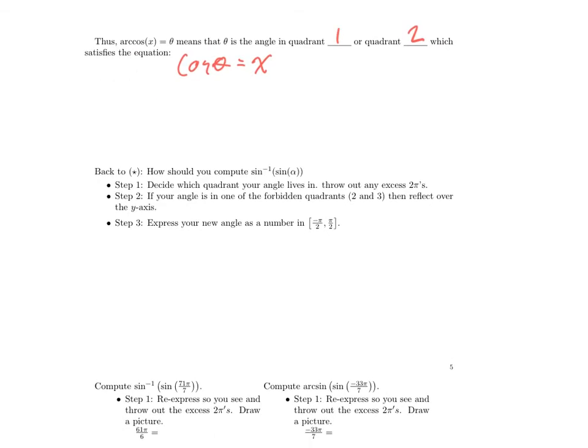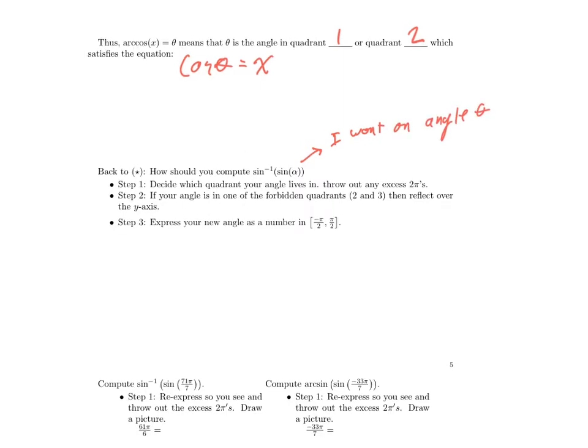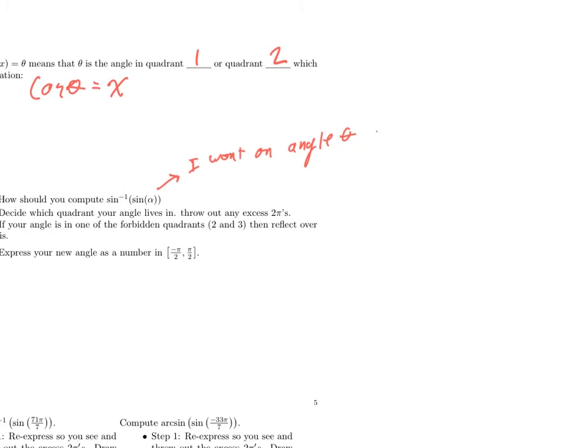So now let's go back to this point that I said I was going to come back to. How do you compute the inverse sine of the sine of alpha? Well, let's read that in terms of the stuff above. This is saying that I want an angle, theta, in quadrant 1 or quadrant 4 with the y value of sine of alpha.